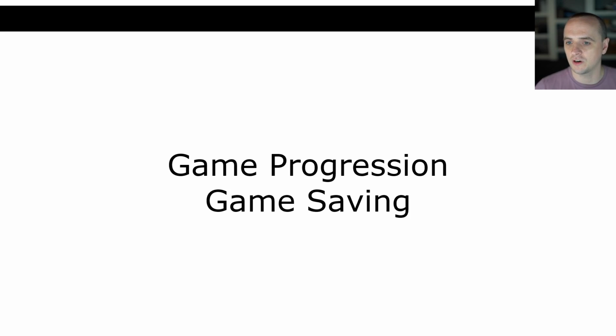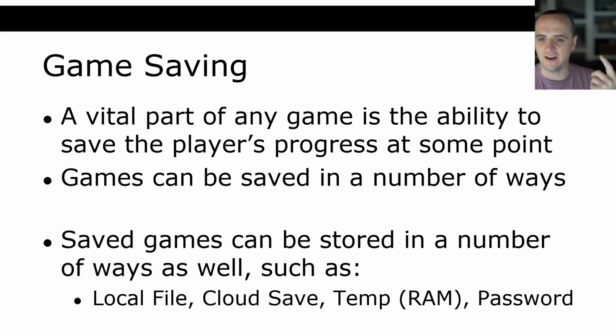All right, the last thing I want to talk about today is game progression and game saving, because your game engine is going to have some sort of way of having progression in your game, right? So a vital part of any game is the ability to save the player's progress at some point in the game. Games can be saved in a number of ways, and save games can also be stored in a number of ways. So for example, maybe you have a local file, maybe you have some cloud save like on Steam, you have a temporary save like in RAM that gets erased whenever you reset, or maybe if you're really old school, you have a password.